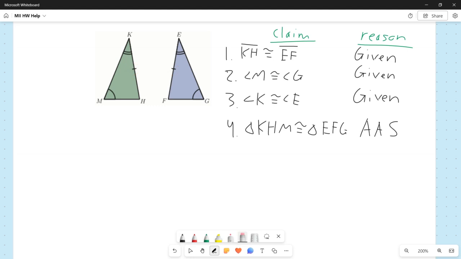So in this case, we're just basically given what we need to know. We don't really have to do many calculations or too much extrapolation of data. We have angle, angle, side, and that is our proof.